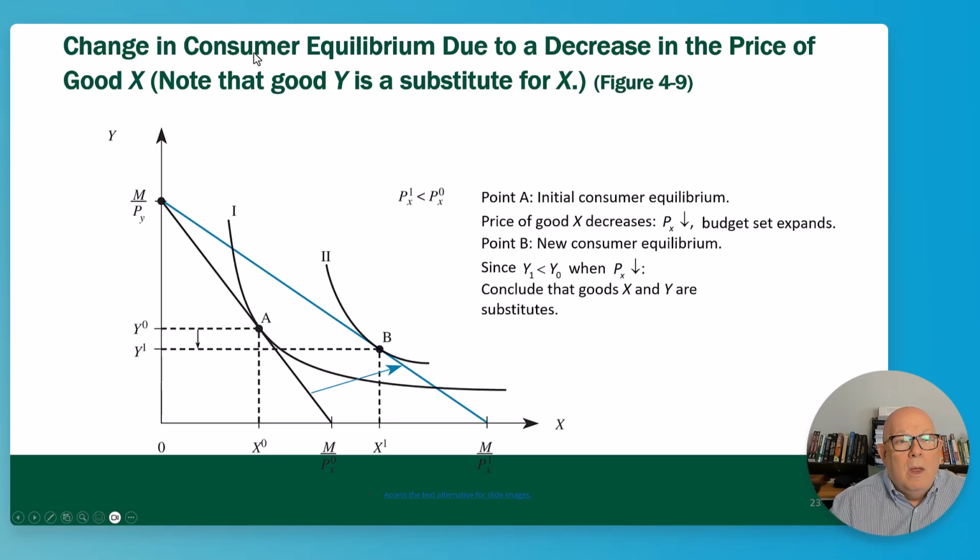Now, if we decrease the price of good X and it's a substitute for Y, then by reducing that price, remember, we're going to move this point here out to here. This line's not going to change because the price of Y stayed the same. We're able basically to buy more of X because of the lower price. So the line is going to shift, the curve is going to shift as well, and the new equilibrium is at point B.